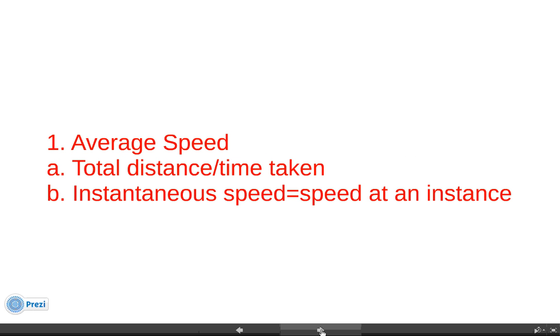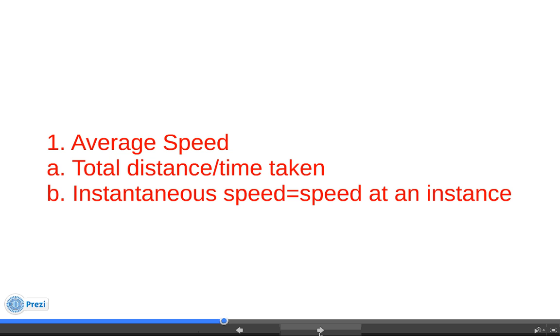All right, so we have number 1, average speed is our heading. I'm only going to take 2 facts away from that. That average speed is the total distance divided by the time taken, and instantaneous speed equals the speed at an instant. It should be instant. All right? Very good, Abby.